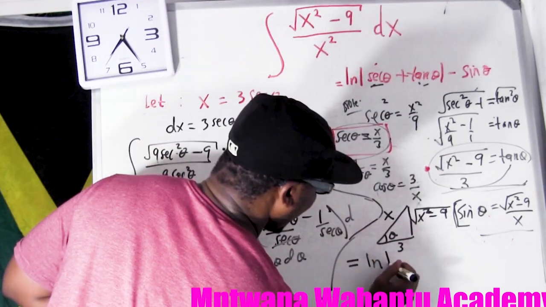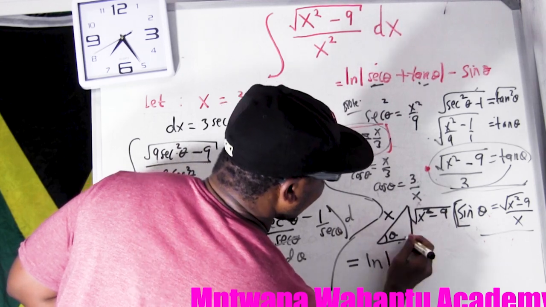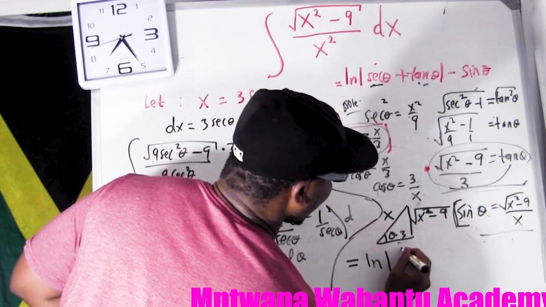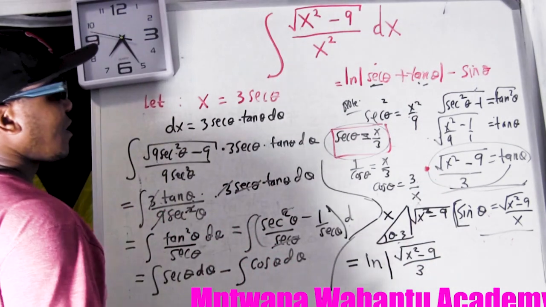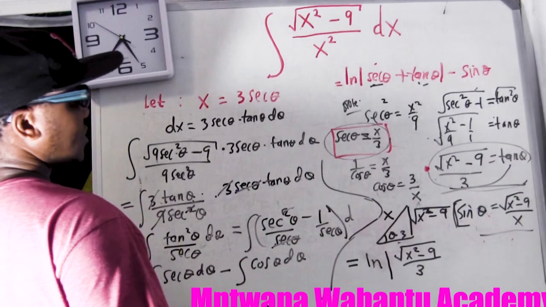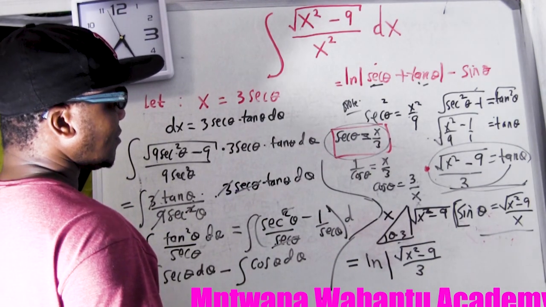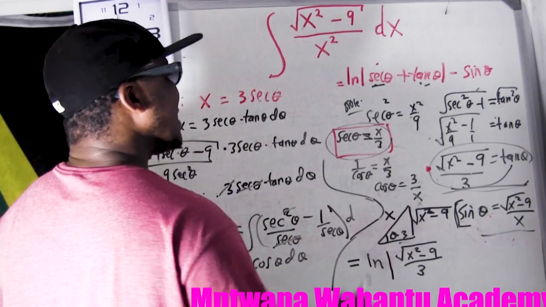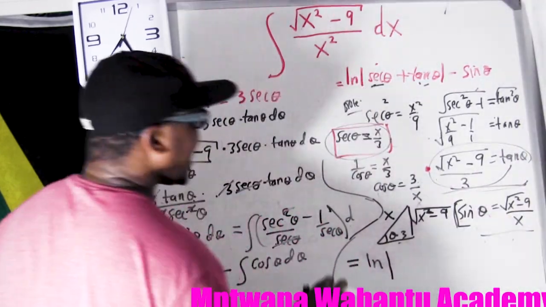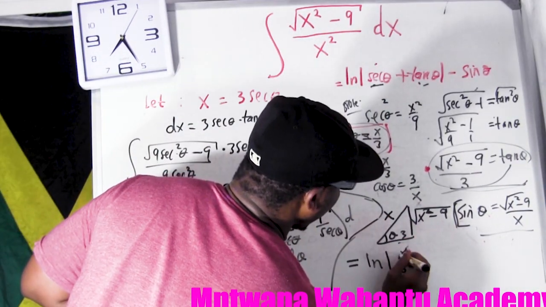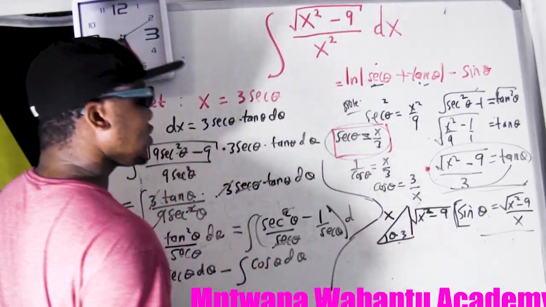Now, sec. What is our sec? Our sec is this one here. So let's just erase this. Our sec equal to x over 3. Then plus tan. So now we can plug everything in.